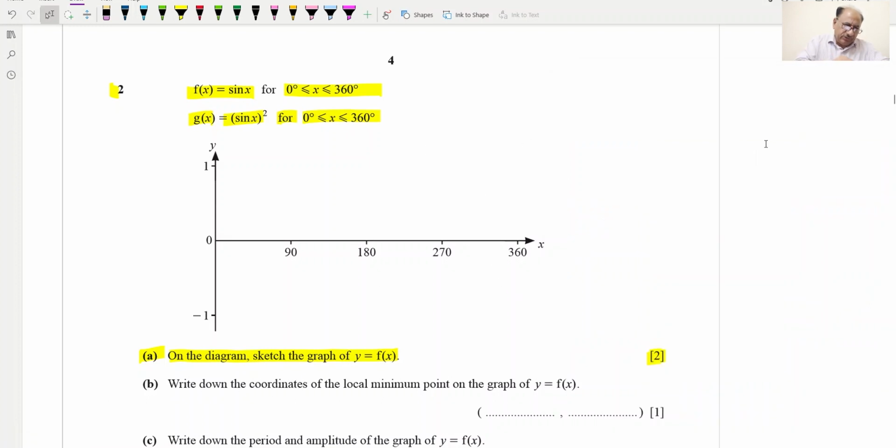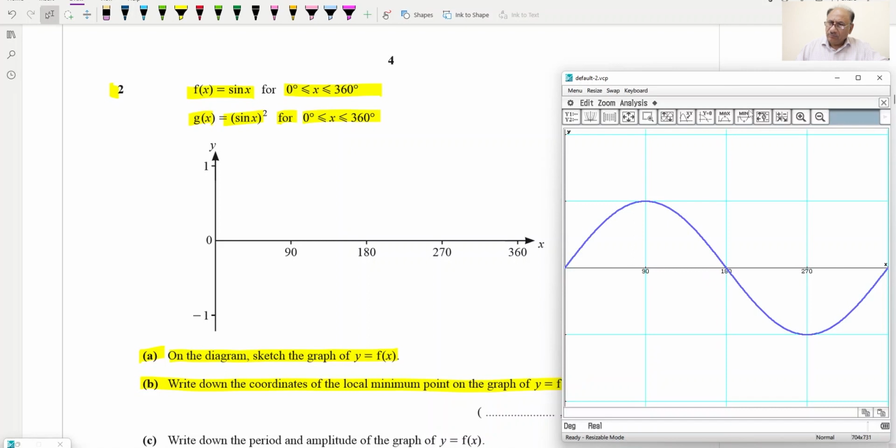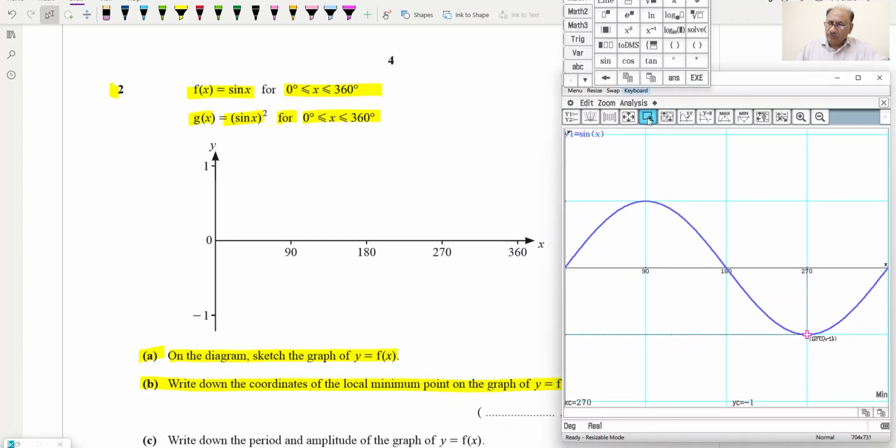Part b says: write down the coordinates of the local minimum point on the graph y equals f(x). I will show the minimum point also, and then we will be copying the graph. The graph which we have plotted is over here, and for the minimum we will be checking. This is our minimum value, which we can write. This is the minimum value which we have plotted, and it is giving the coordinates 270 and -1.